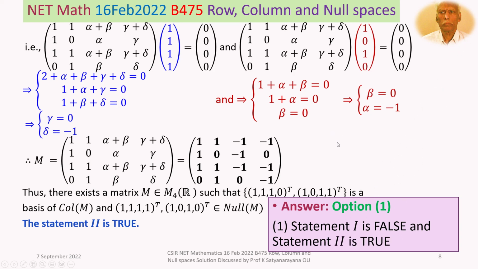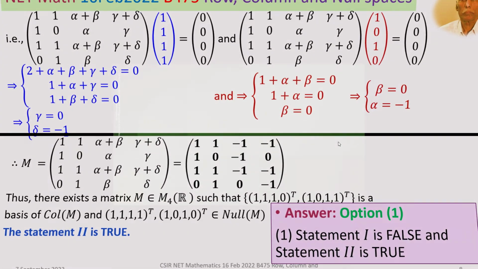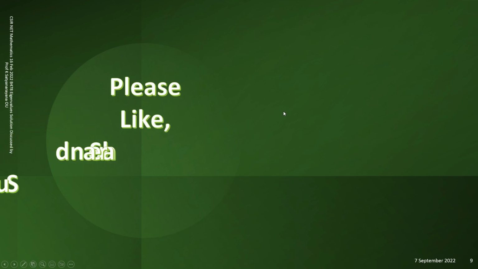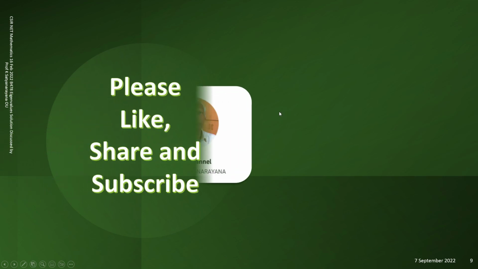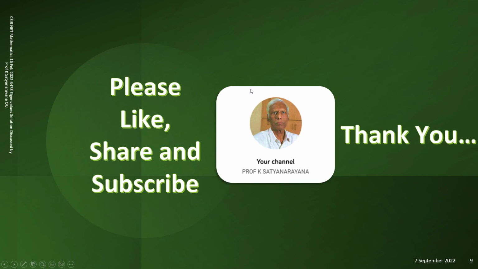So that is the discussion of the solution of the problem from the section linear algebra. I am sure that you have understood the solution of this problem, and go on working out some more problems of this type from a standard textbook.